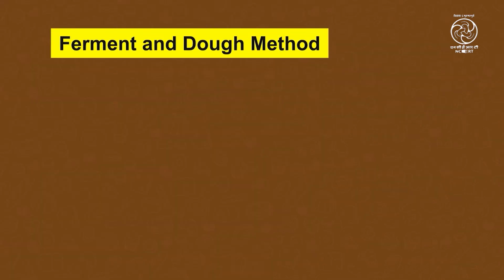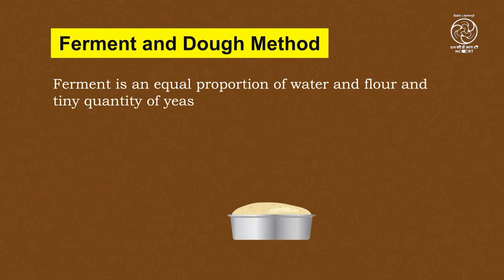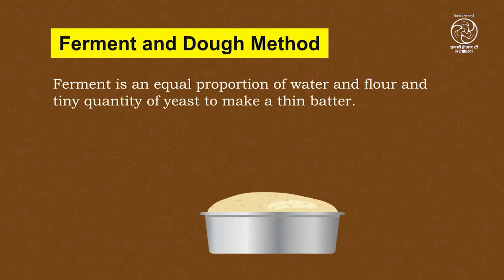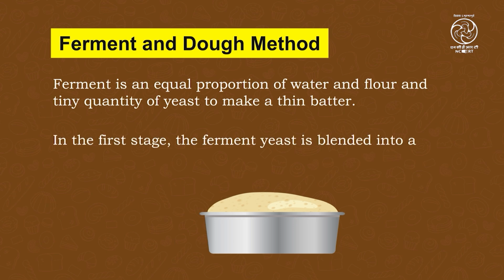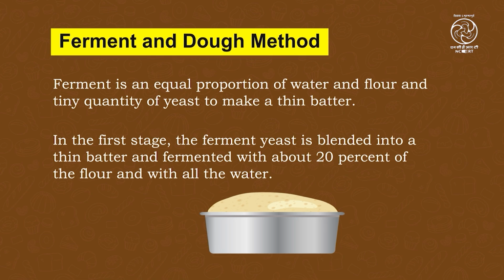Fourth is ferment and dough method. Ferment is an equal proportion of water and flour and tiny quantity of yeast to make a thin batter. In the first stage, the ferment yeast is blended into a thin batter and fermented with about 20% of the flour and with all the water.